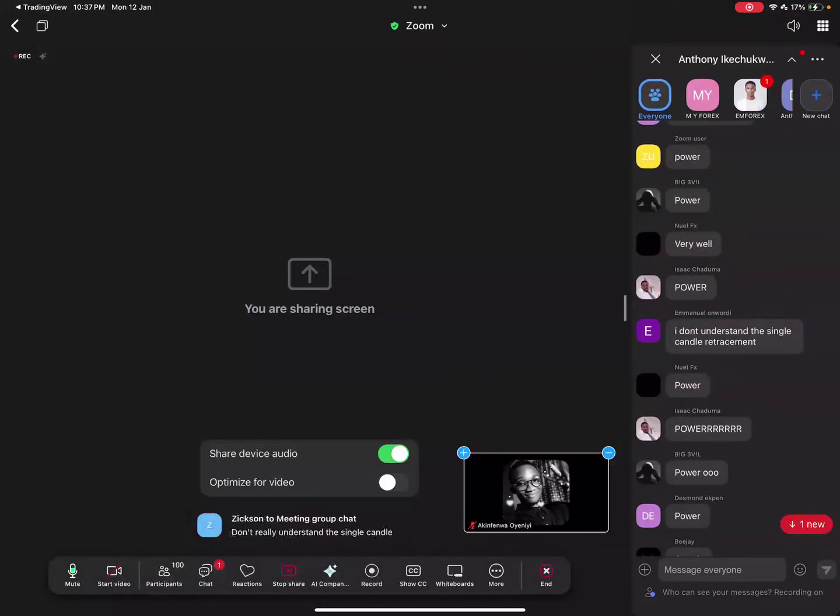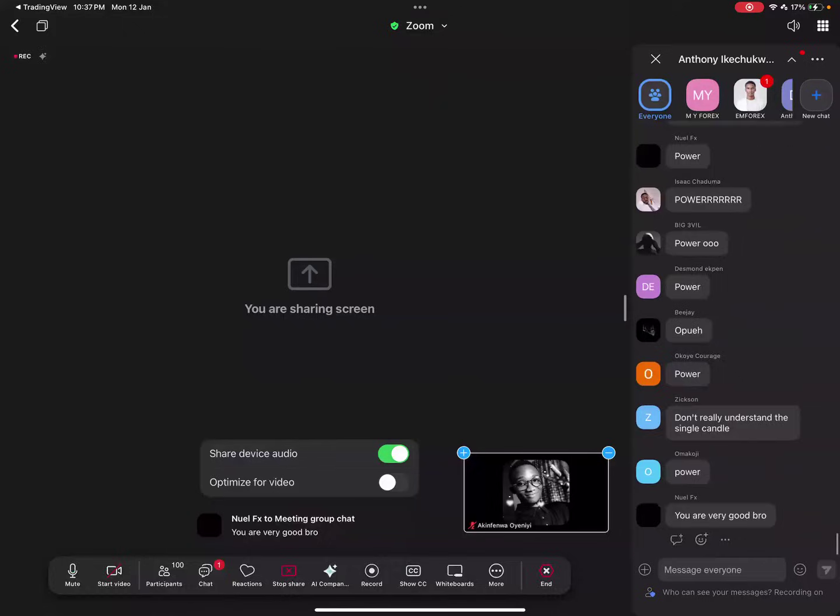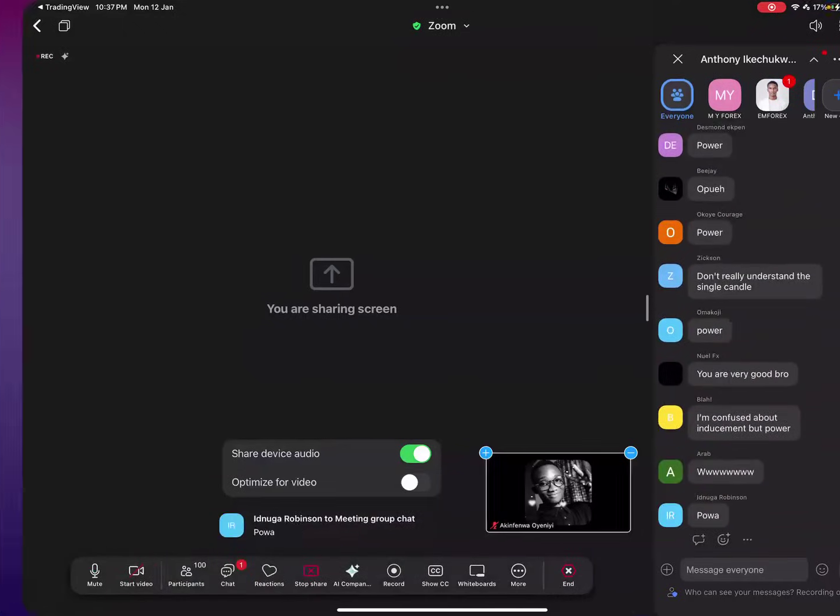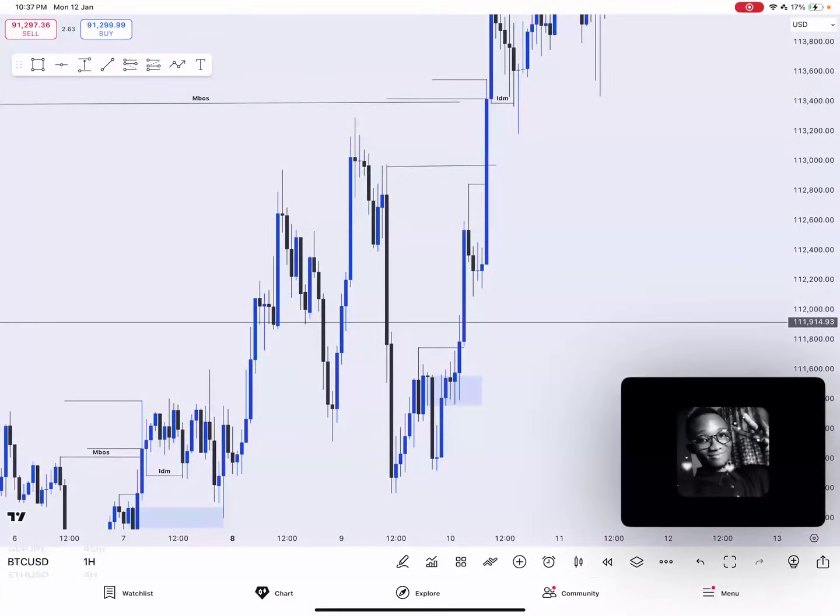Say you don't understand the single candle retracements. Oof. Okay. Let me go back again.